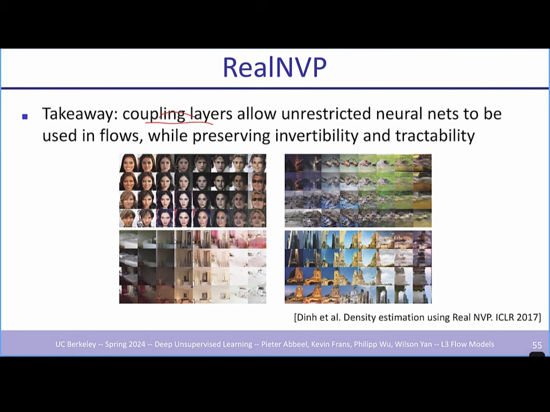Here are some faces generated by, this is 2017. Some generative models weren't all that good yet, and very promising. Faces, I think this is bedrooms. This is buildings. And then I guess this is outdoor scenes of some type or other. Pretty good for that time.